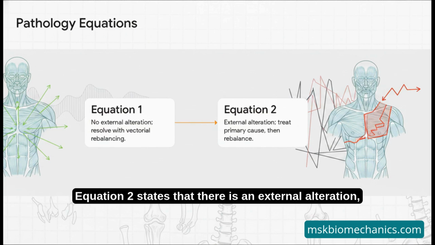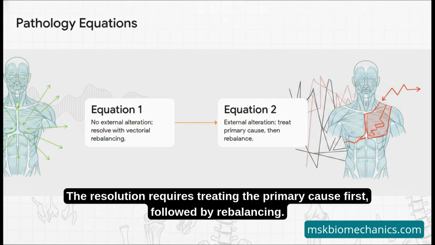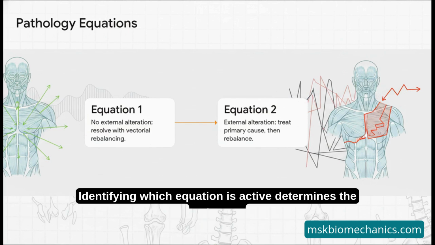Equation 2 states that there is an external alteration, leading to secondary shortenings, an altered sequence, and pathology. The resolution requires treating the primary cause first, followed by rebalancing. Identifying which equation is active determines the outcome.